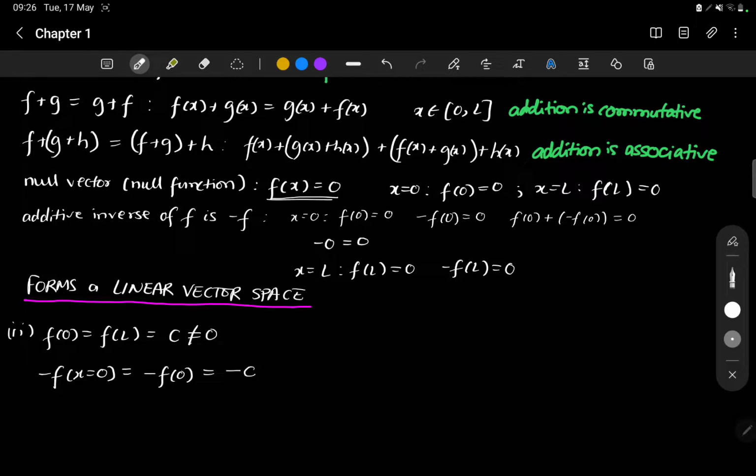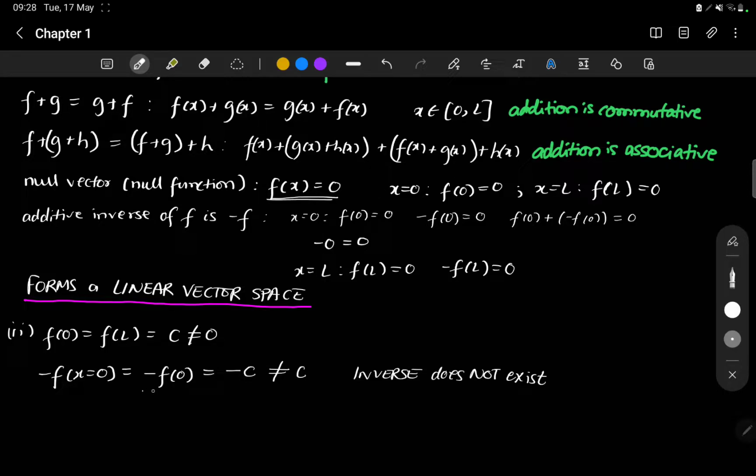Now this minus of c at x equal to 0 definitely does not satisfy this condition. Why? Because minus c is not equal to c for a non-zero constant c. So we see that the inverse does not exist. Let me repeat myself why I am saying the inverse does not exist.